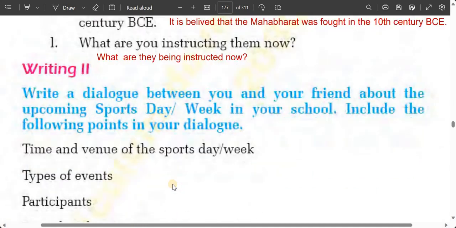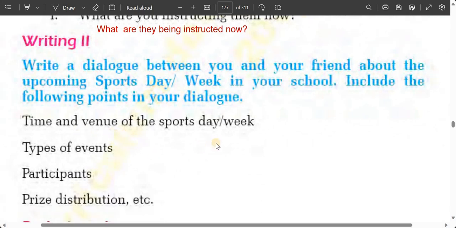Now write a dialogue between you and your friend about the upcoming sports day week in your school. Include the following points in your dialogue: time and venue of the sports day week, types of events.